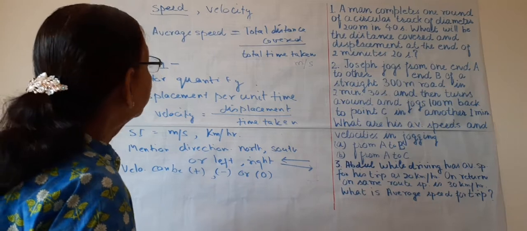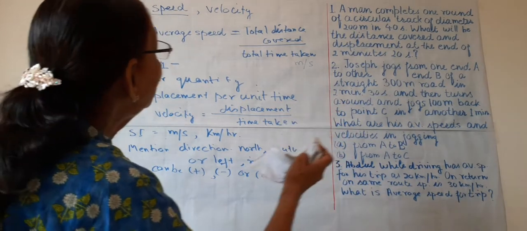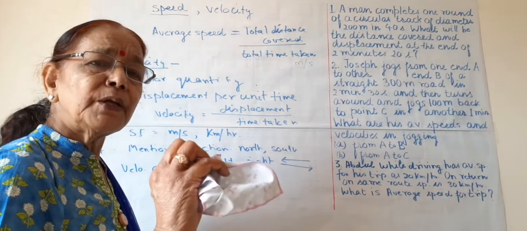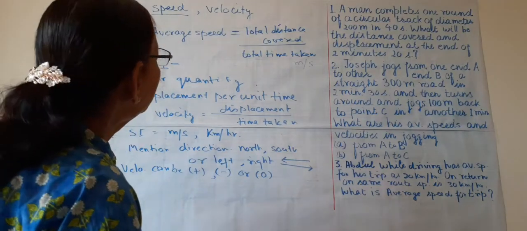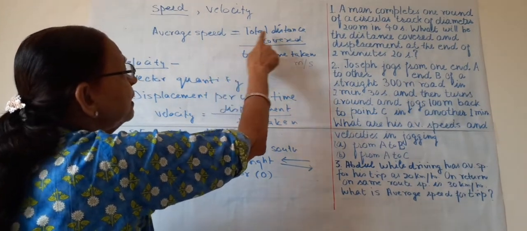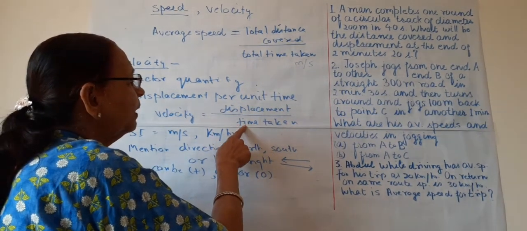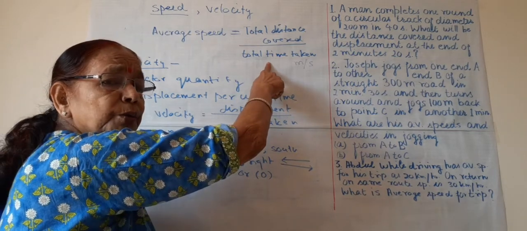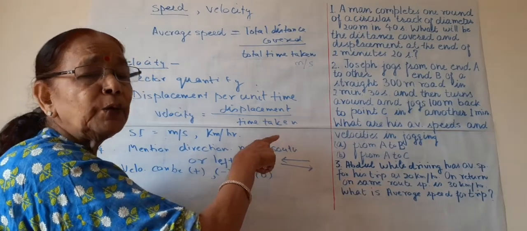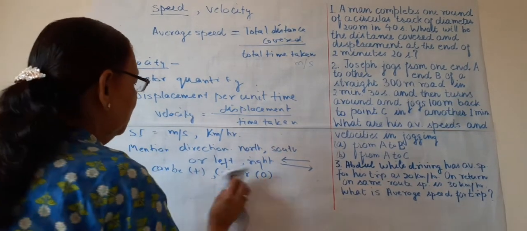This is about velocity and speed. Now, I think the speed and velocity is clear to all of you. It is very simple. Just remember, speed is distance upon time, velocity is displacement upon time. Here we need not write about the direction. In velocity, with the numerical value, we have to write the direction also.